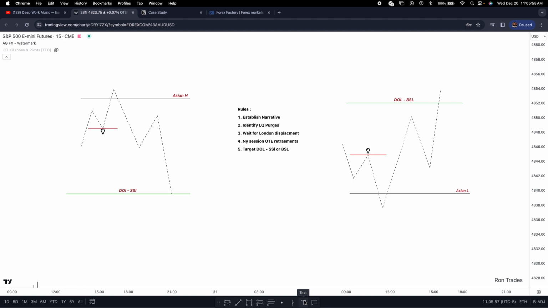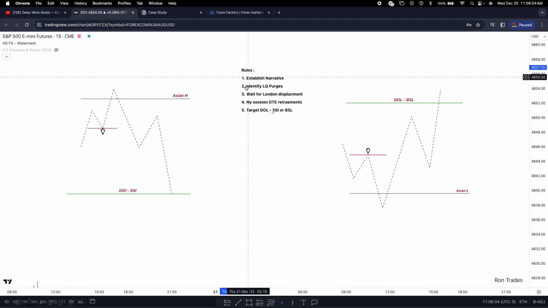So first we're going to be going over my sell model here on the left side. First, let's go over the rules. The first rule is we establish a narrative. Only thing that means is, what is the weekly candle drawing for? I need to have a bullish or a bearish narrative in order for me to even consider taking a setup.